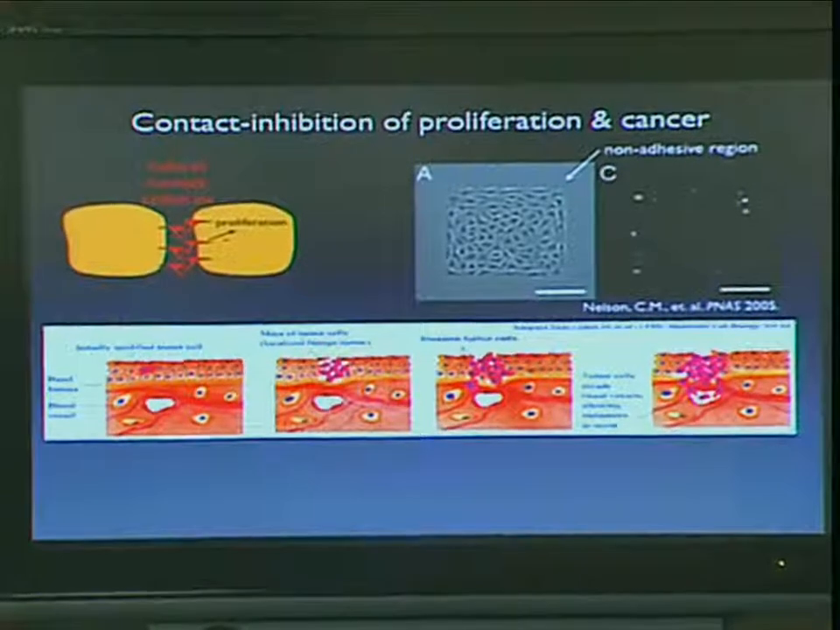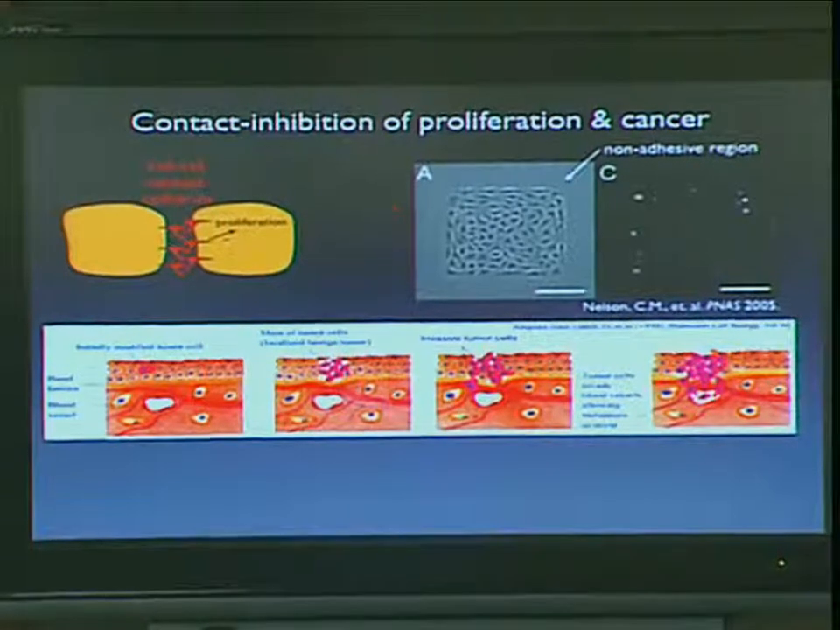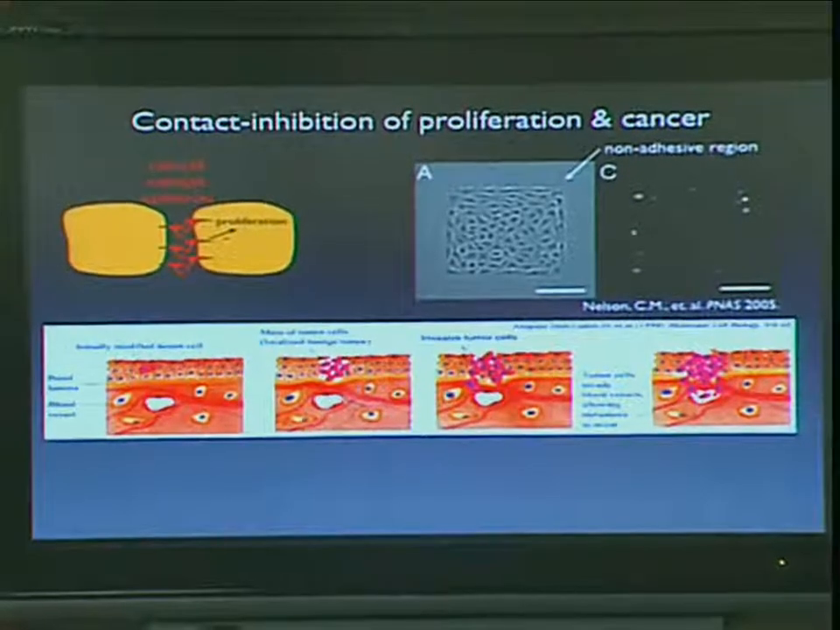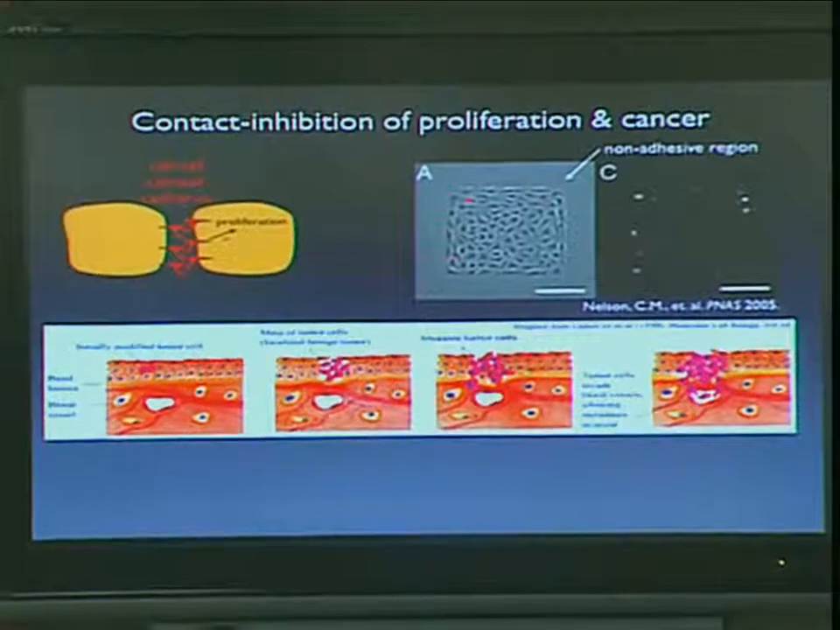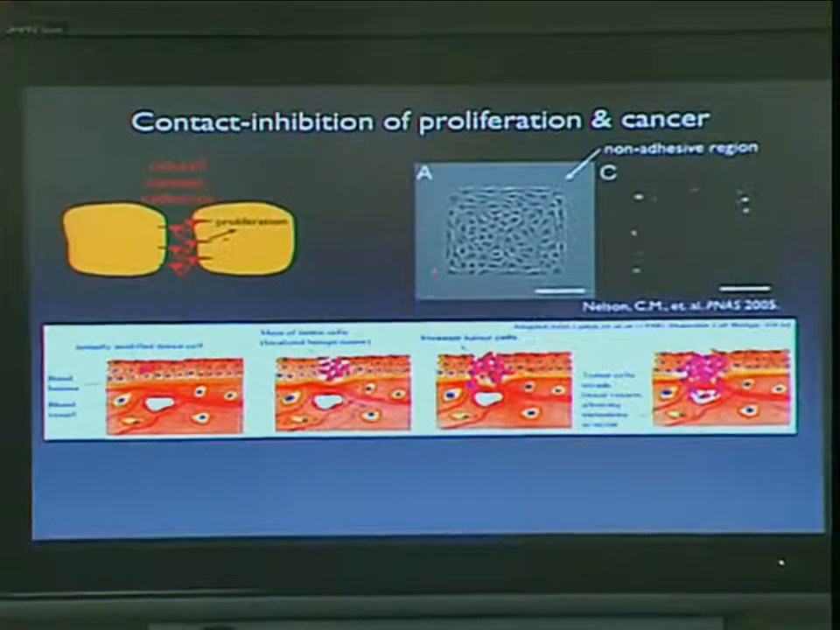So we've been interested in this issue of contact inhibition of proliferation, and this phenomenon has been studied by many others. We know, for example, that certain molecules at cell-cell interfaces called cadherins, in this case epithelial or E-cadherin, are involved in inhibiting division of cells. Among others, Chris Chen at University of Pennsylvania has studied this phenomenon using micropattern surfaces where these epithelial cells are put on an adhesive square surrounded by a non-adhesive region.